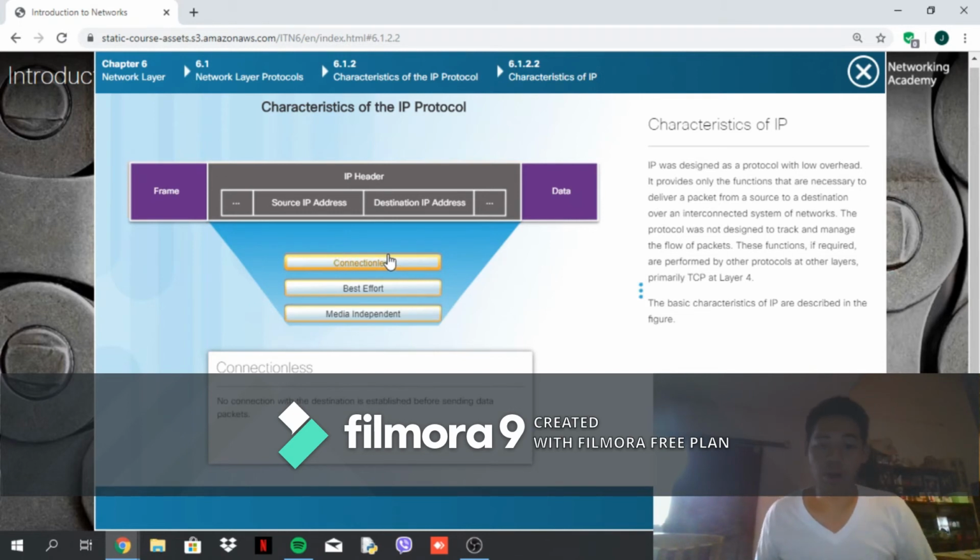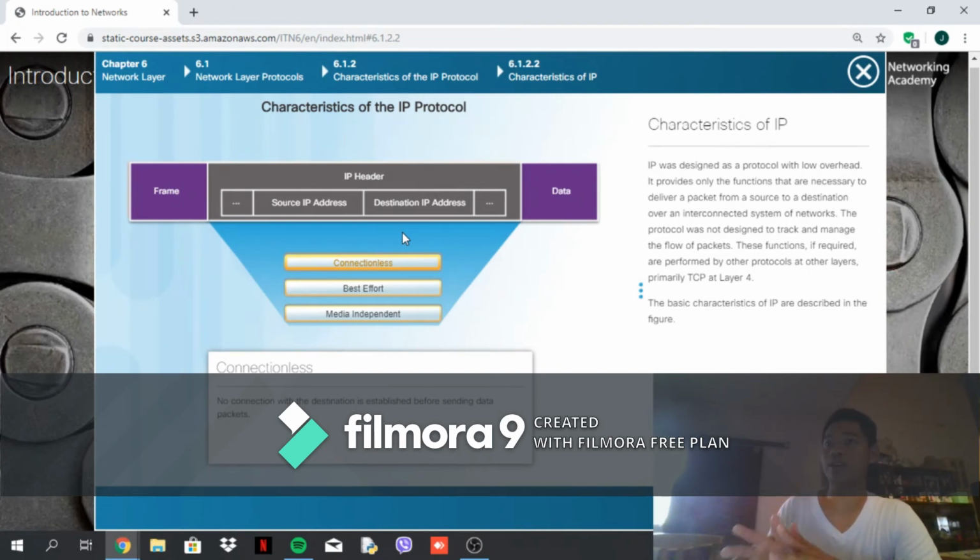Here, guys, to explain it to you easier, connectionless is like: I am the receiver and you are the sender. You delivered me a mail, for example, and I don't have any idea that I received the mail. For example, a mailman delivered a mail to you and you yourself don't even know that you've already received the mail. So that is connectionless. There is no connection.